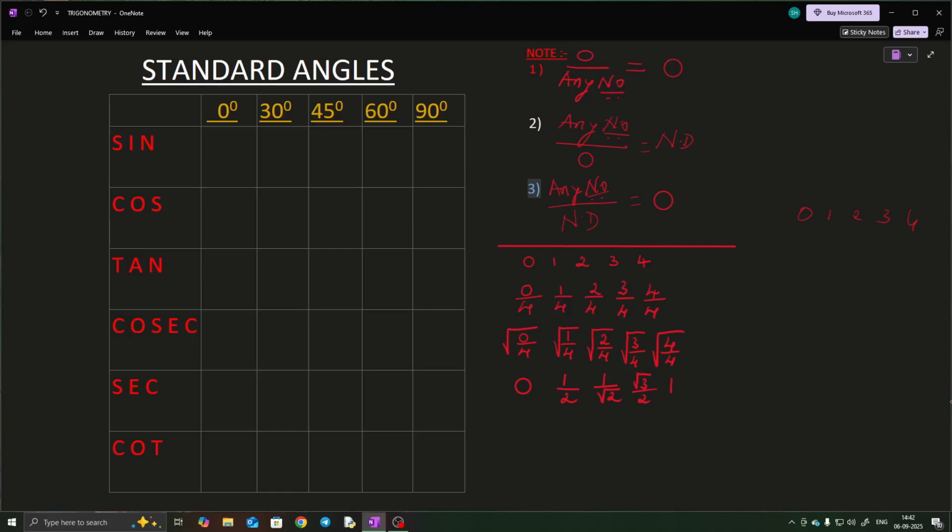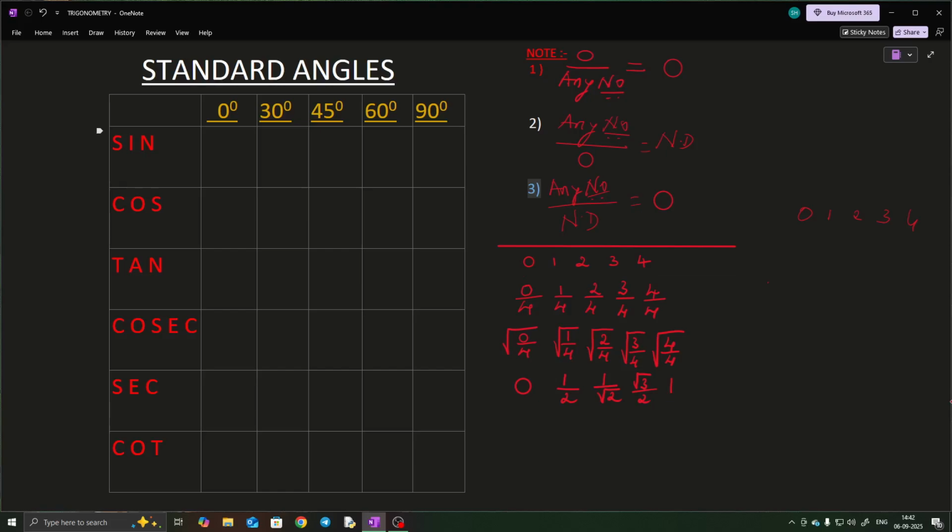You can see I've written a table over here. These are the standard angles, that is 0 degrees, 30 degrees, 45 degrees, 60 degrees and 90 degrees. And the 6 trigonometric functions are written on the left side, that is sine, cos, tan, cosec, sec and cot.